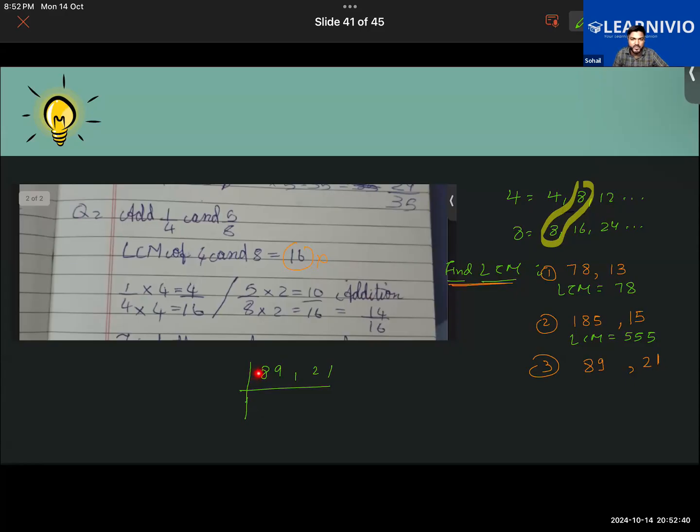Habib, I think you have done a mistake in this one. Wait, it will not be divided. Again, I'm doing it. Okay, do it again. It will be left as it is since it's a prime number.